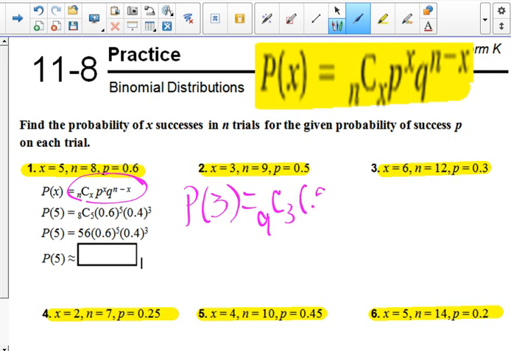0.5. So 0.5 to what power? Third. Times 0.5 to the n minus x, which is 9 minus 3 is 6. Okay, so now get your 9C3 in your calculator and tell me what it is.